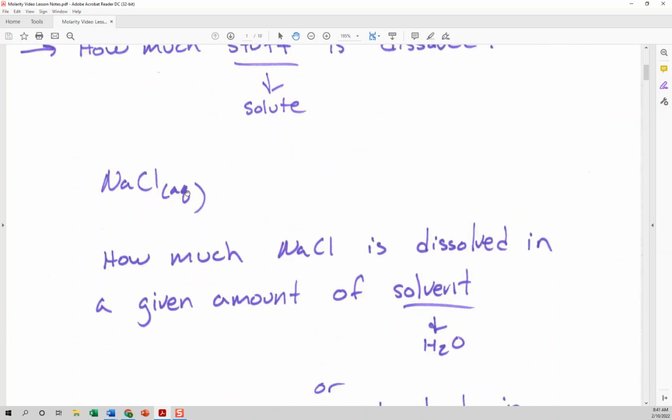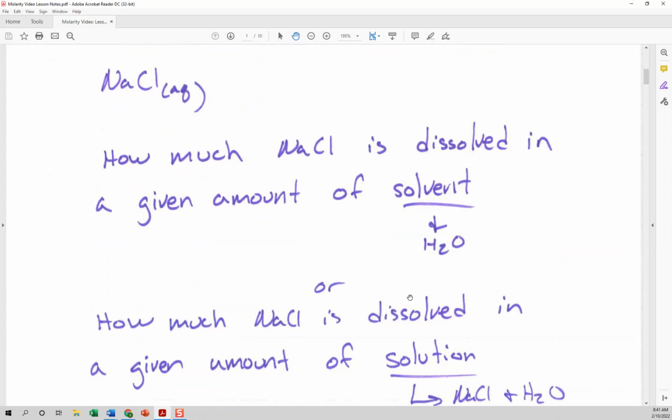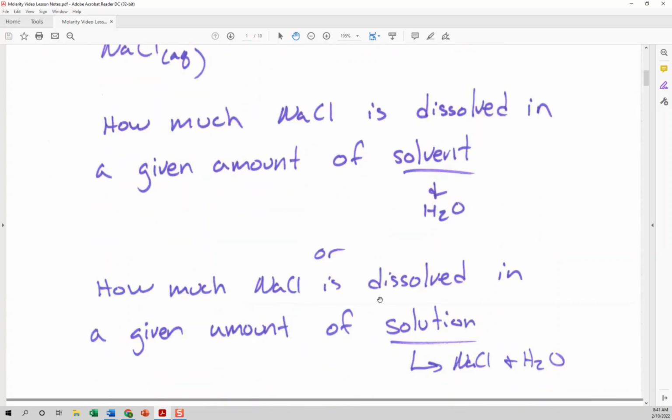So if I have a saltwater solution, remember AQ just means aqueous, so I got sodium chloride dissolved in water. How much sodium chloride is dissolved in a given amount of solvent, or how much sodium chloride is dissolved in a given amount of the entire solution? Okay, both of those would be measurements of concentration, all right?